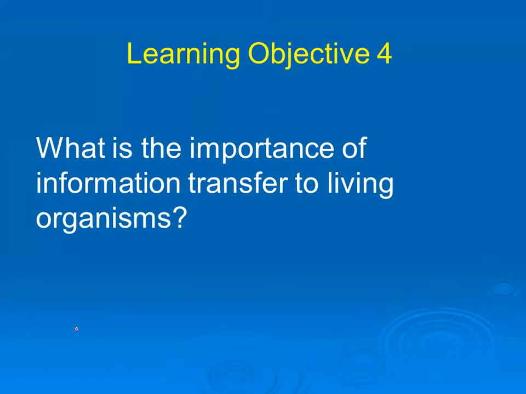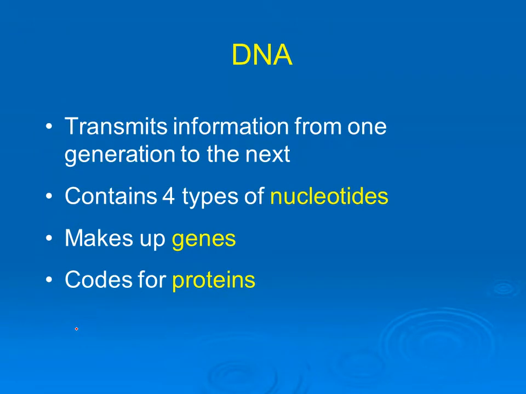Learning objective number 4, what is the importance of information transfer to living organisms? Well, the DNA transmits information, genetic information, from one generation to the next. And again, we're going to see a whole chapter, a whole unit really, that discusses genetics. This just gives you an overview, a couple of things. You may know this already.